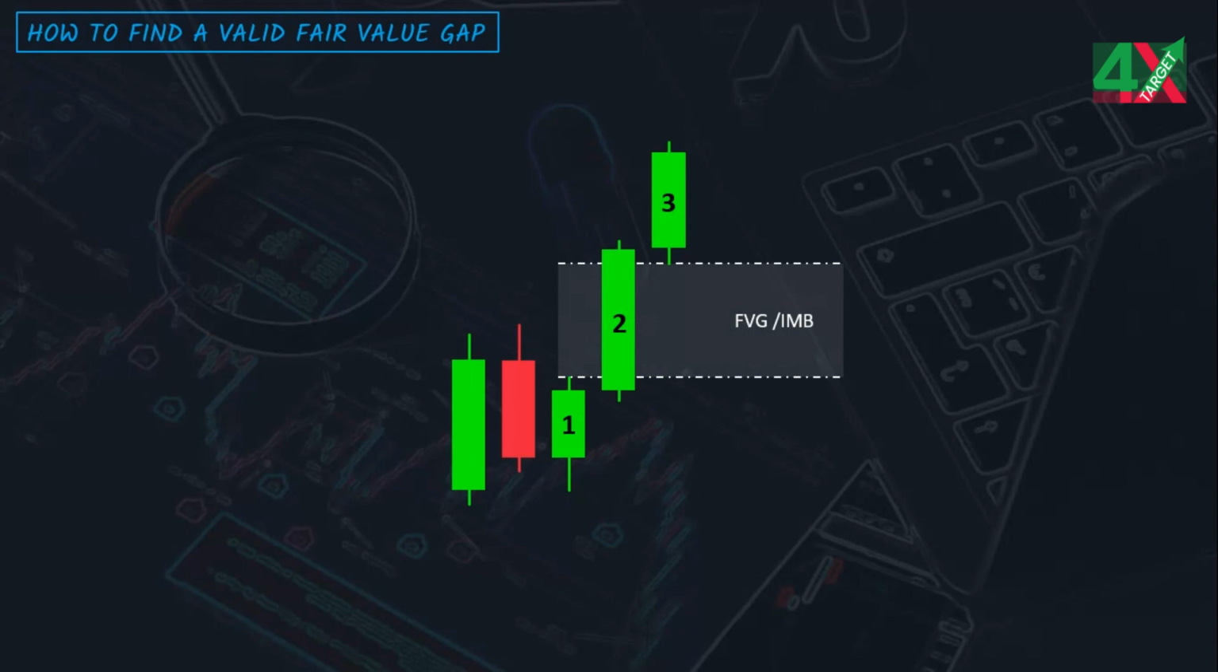A fair value gap shows us where price moved inefficiently, but when that imbalance aligns with an order block or follows a liquidity sweep, it confirms that smart money is active in that area. It means institutions have likely engineered liquidity, created displacement, and are now preparing for continuation or reversal, all within that same zone.